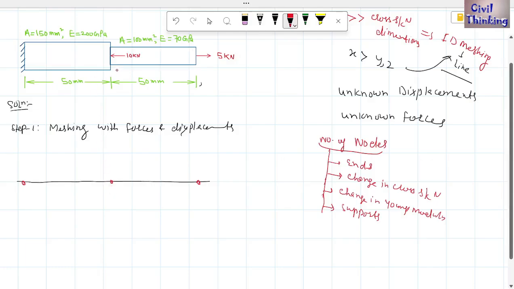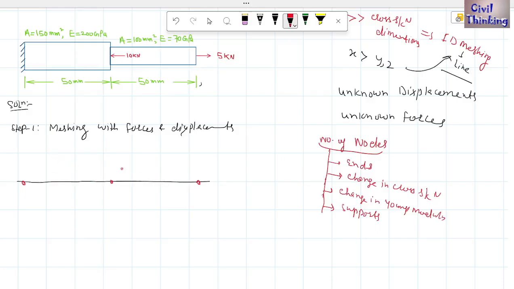For this part the E is constant, and for this part the E is constant. If E was something different for this part and something different for that part, I would have also drawn a node here. But here the E is uniform. Also, if there was a force here, I would have needed to draw a node here, but we don't have any force here. So this is our free body diagram kind of.